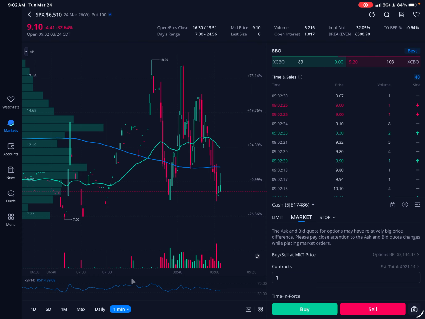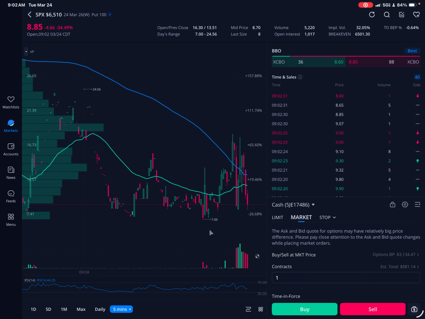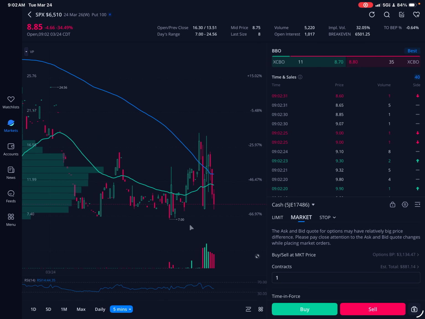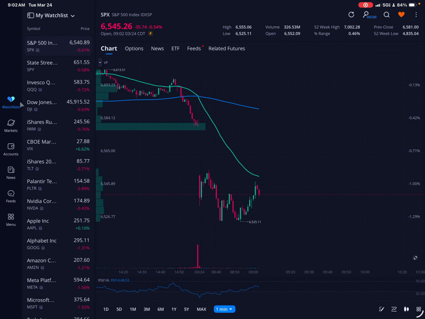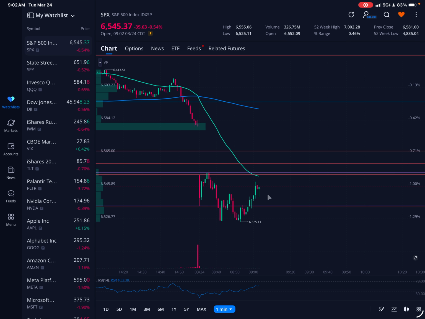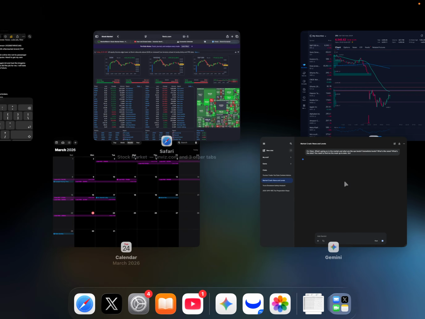All right, these contracts are getting some volume. A lot of selling going on right there. I don't like that. Okay, so we're getting that green candle coming in. Let's go back and check on Gemini.